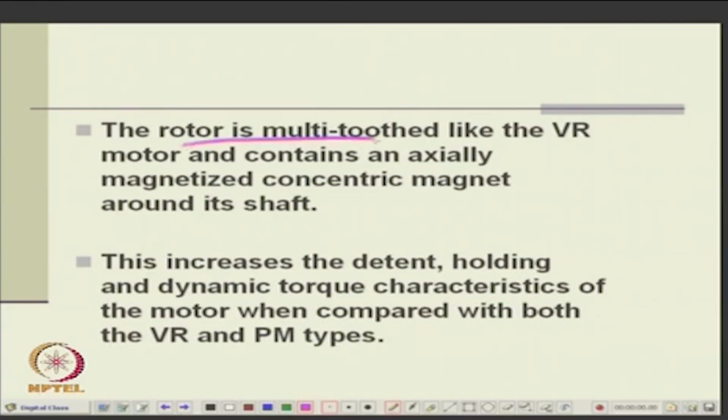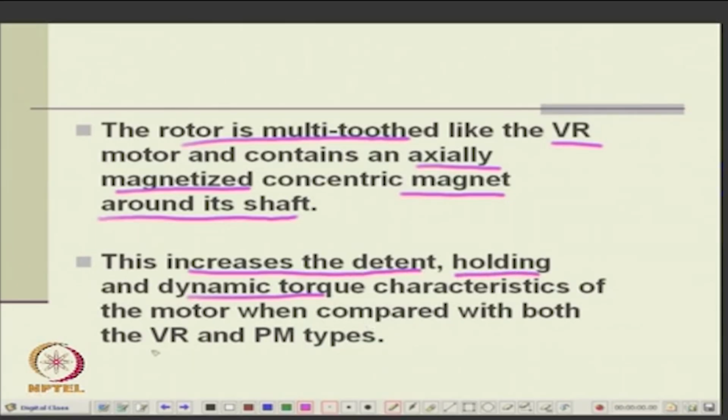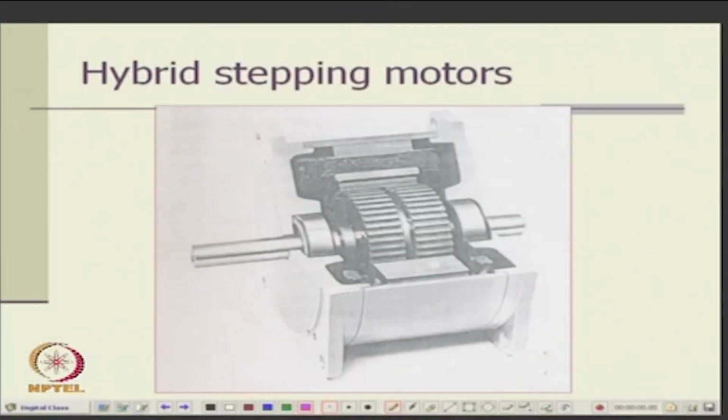A rotor is multi-tooth like a VR motor and contains an axially magnetized concentric magnet around its shaft. Okay. This increases the detent torque, holding torque and dynamic torque characteristics of the motor compared to each of the others. So, these torque levels are higher in hybrid machines. Okay. In this hybrid motor, you will see this is the variable reluctance and there is a PM also. Okay. This is a hybrid machine, right.